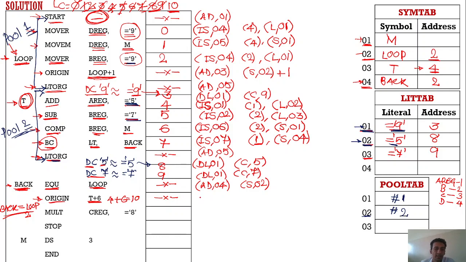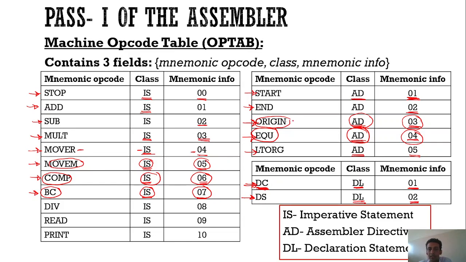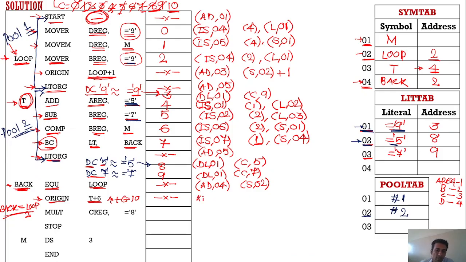Okay, but in the intermediate form I should write origin in some intermediate form. Referring to the table, I will get to know origin is AD and its mnemonic info is 03. So I should write AD comma 03, and T is my symbol from the symbol table having ordinal position 3 and plus 6 as it is.